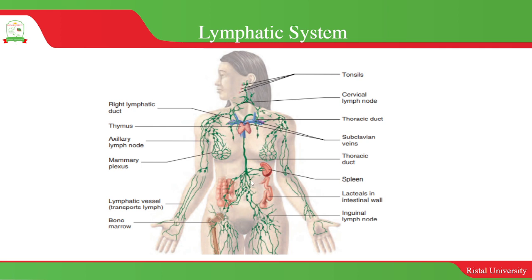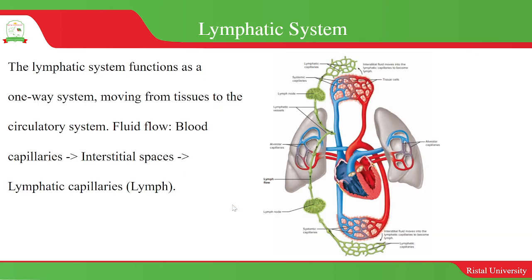And then we also have other organs that contain lymphoid tissues, such as the Peyer's patches on the intestines, and also the bone marrow, and also the appendix. These are some of the organs that actually have lymphoid tissue.